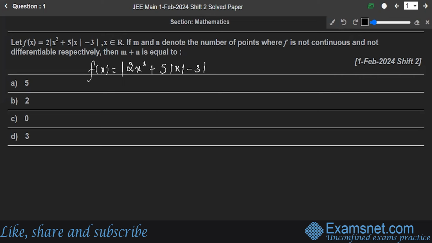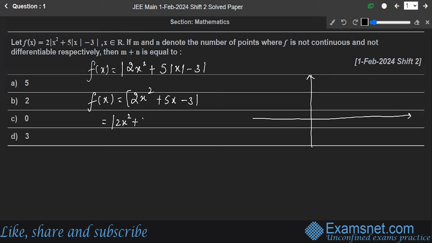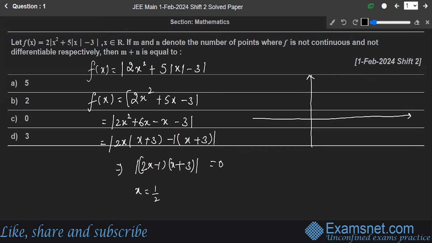And over here, if I convert it into the normal f(x) function, f(x) is equal to mod of 2x square plus 5x minus 3. So how will the graph for this look like? If I split the middle term, you will have 2x common x plus 3 minus 1 common x plus 3, and you will have 2x minus 1 and x plus 3 as the two factors. So x will be equal to 1 by 2 or x will be equal to minus 3. These are the two roots of it.